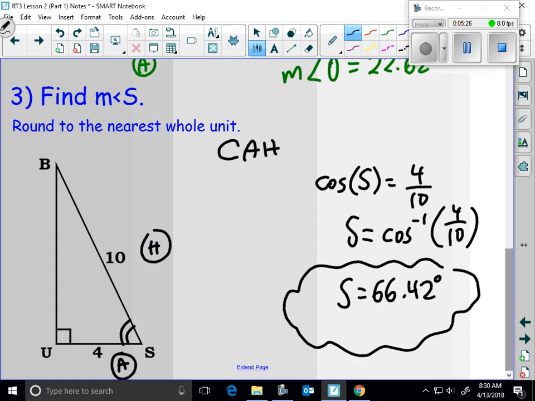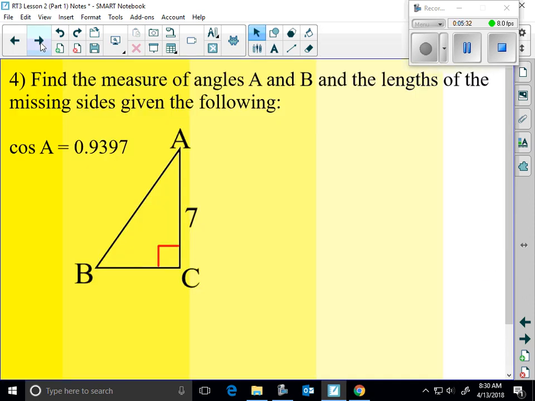Okay, cool. That's how you find an angle measure in a right triangle using inverse trig. Okay, let's see what else we've got here. Find the measure of angles A and B and the lengths of the missing sides. This is called solving a triangle, finding all missing lengths.